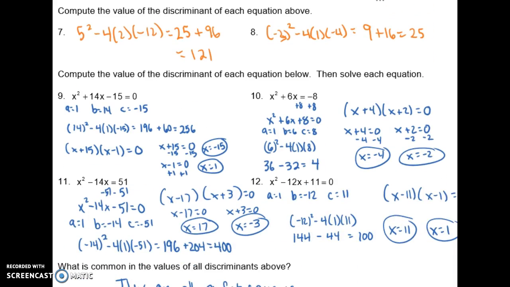And it works out the same on all of these. Every single one of these, this 256 is a perfect square, 400 is a perfect square, 4 is a perfect square, 100 is a perfect square. All of those solutions give us two nice rational roots, that we can write as a fraction. No radicals left over, nothing like that.